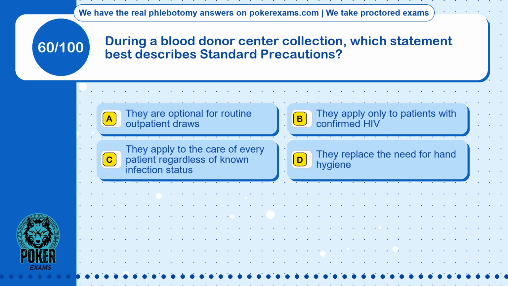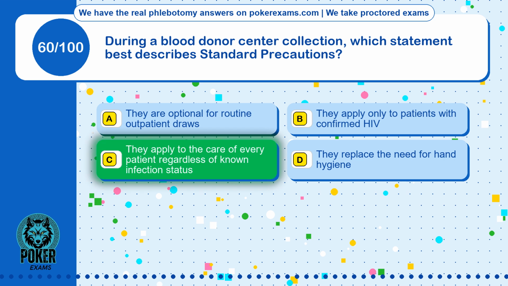Question 60. During a blood donor center collection, which statement best describes standard precautions? Option A. They are optional for routine outpatient draws. Option B. They apply only to patients with confirmed HIV. Option C. They apply to the care of every patient regardless of known infection status. Option D. They replace the need for hand hygiene.